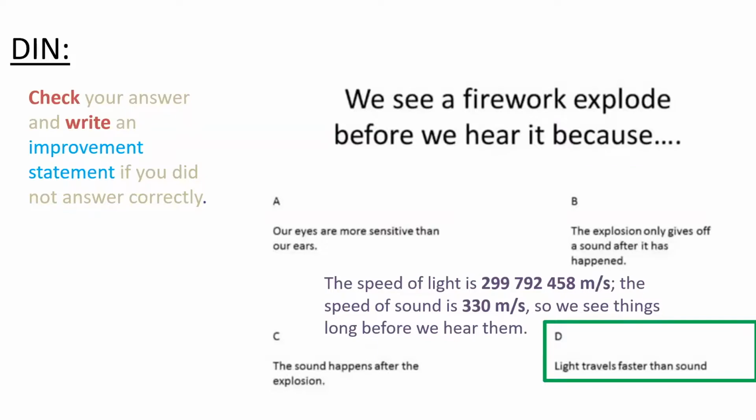You often notice this when there's a thunderstorm and you see the lightning before you hear the thunder, because thunder is actually caused by lightning heating up the air and making it expand, causing the sound of thunder.